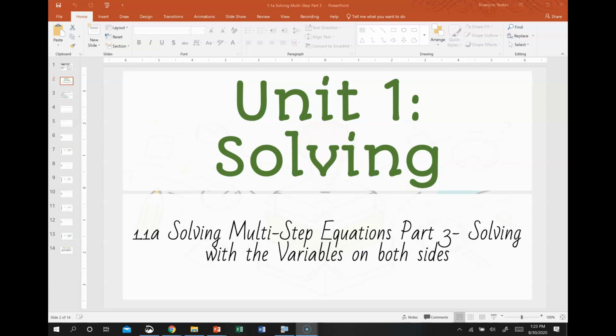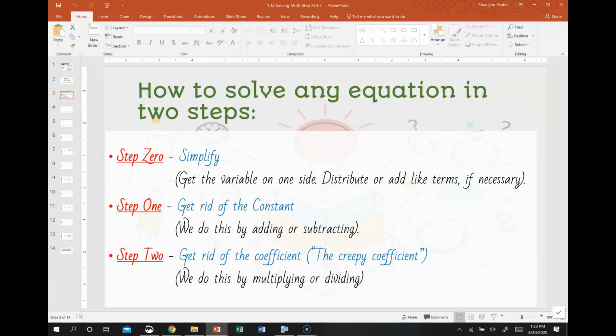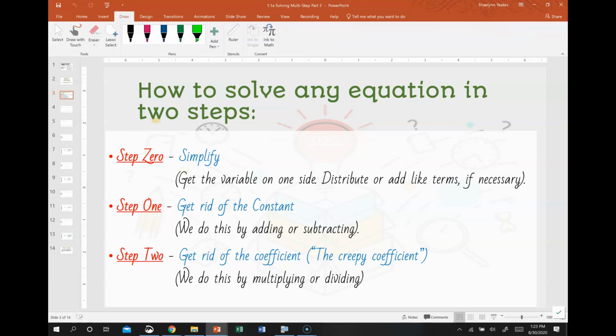All right, so now we're on to part 3. We're going to be solving with the variable on both sides today. Same exact steps of solving, it's just now the variable would be on both sides. So, notice that when we were talking about this last time, you need to get the variable on one side. Just so you know, I'm always going to try and move it to the left just to stay consistent. And then you want to distribute and add like terms if necessary and solve from there.